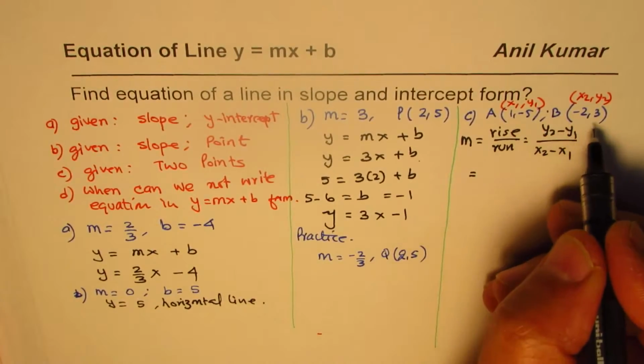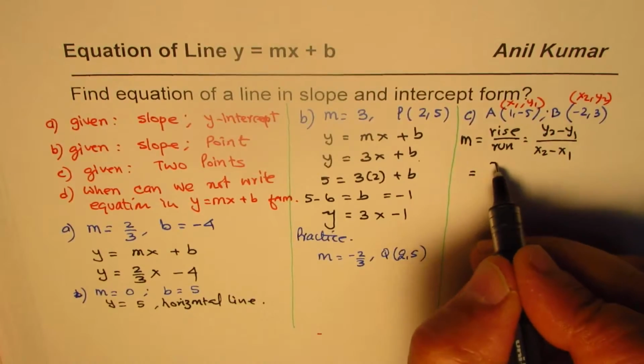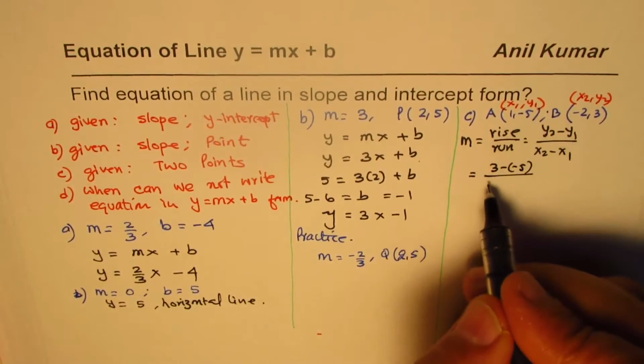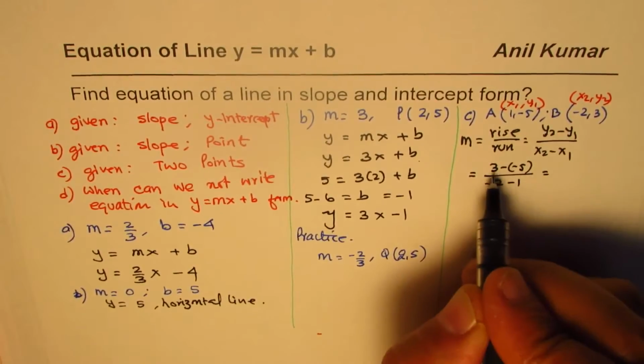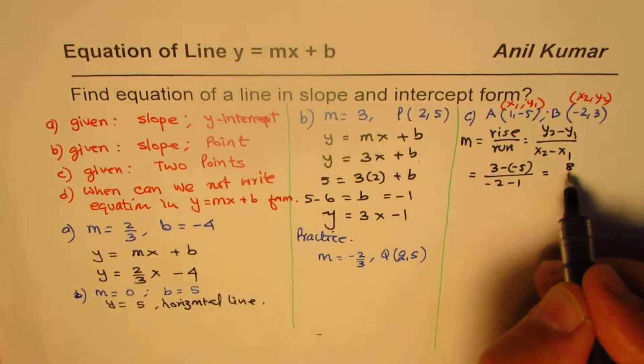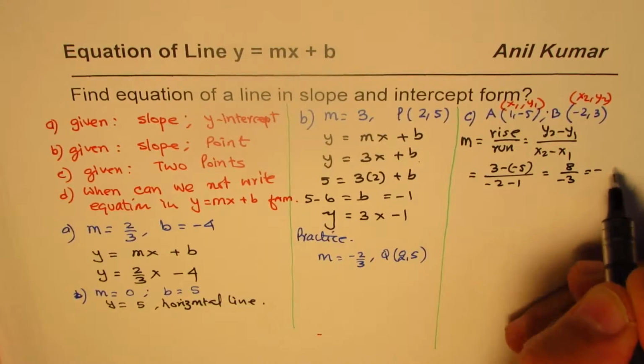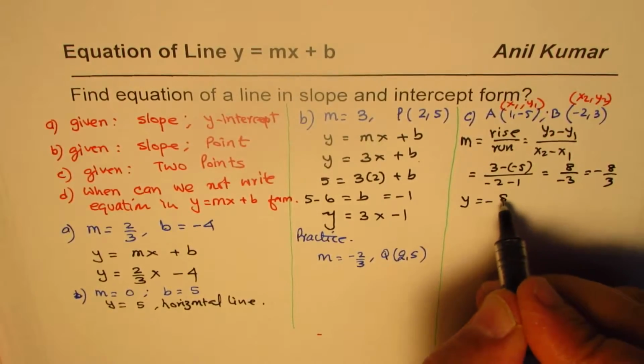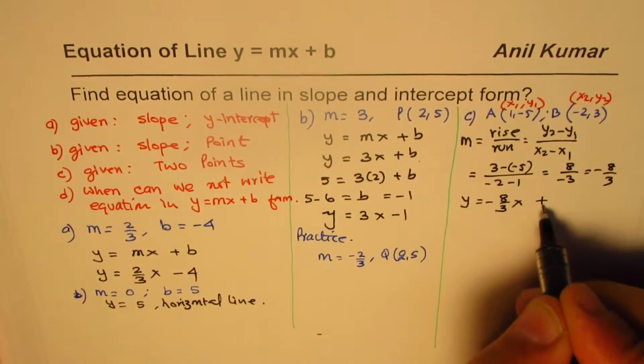So y2 minus y1, 3 minus minus 5, divided by x2 minus x1, minus 2 minus 1. Minus minus makes it plus, so we get 8 over minus 3, or minus 8 over 3. So we could write the equation as y equals minus 8 over 3 x plus b.